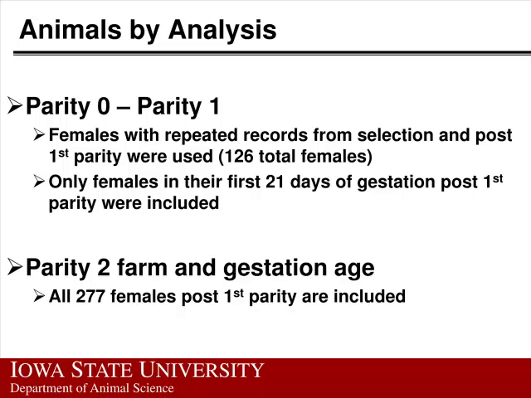So for the animals by analysis, parity 0 to parity 1, females with repeated records from selection and post-first parity were used. Of those animals that I'd mentioned previously, 126 total females were in that time frame. Only females in their first 21 days of gestation post-first parity were included. I moved it down to 21 days of gestation to remove any weight effects that might be due to the gestation process. So we're looking at open females between 0 and first parity. For parity 2 farm and gestation age, all of the remaining females post-first parity were used in that analysis.